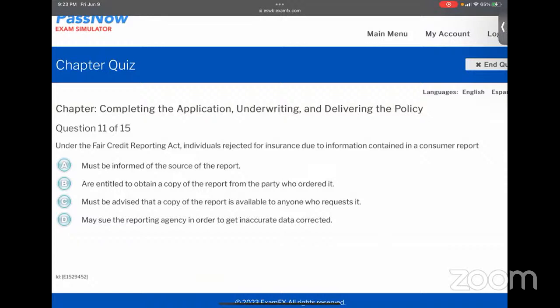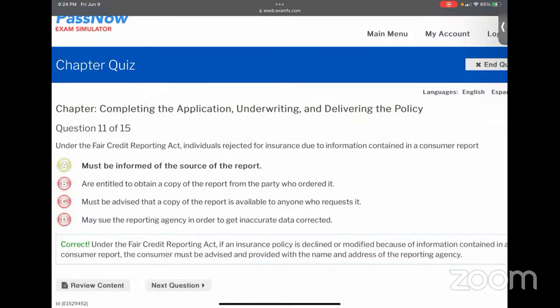I'll say B. So they're entitled to get it once the decision is made. Right, right. So they're entitled to get a copy of the report. Okay, that's good. What you going with, Tim? B. B? Okay. All right. I'm going to actually say A, must be informed of the source of the report. Mm-hmm. Because if you said something wrong about me, I want to know who told you that. That's right. True. So I'm gonna go ahead and help y'all with that one. That one is A. Okay.